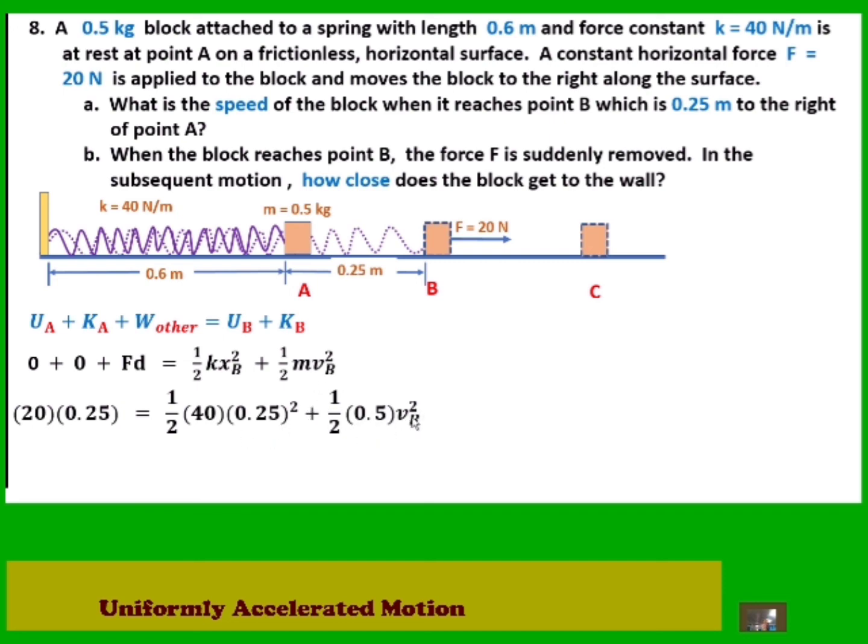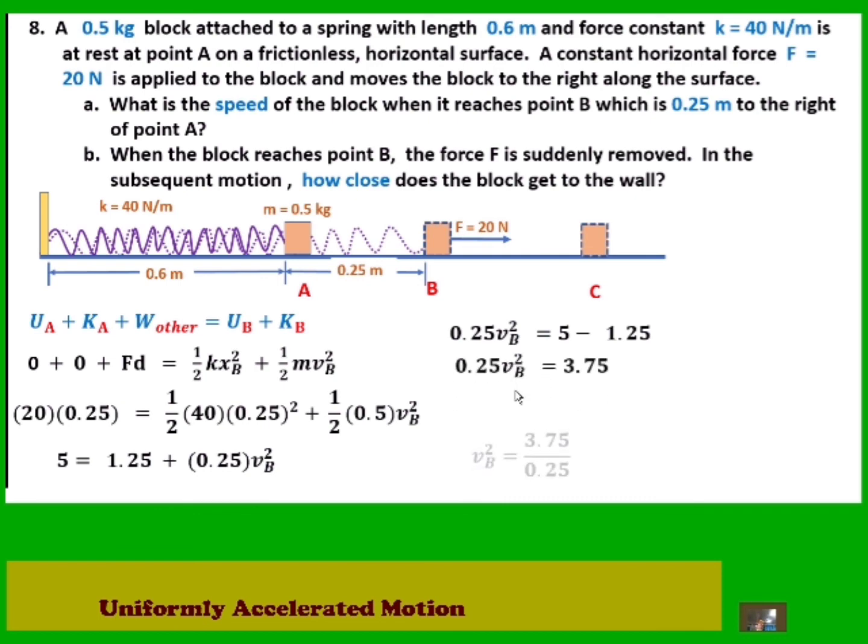So in this equation, we are going to solve for the speed at point B. So simplify and solve for the speed at point B. Combine similar terms, divide both sides by 0.25, extract the square root on both sides, and the speed of the block at point B is 3.9 meters per second.